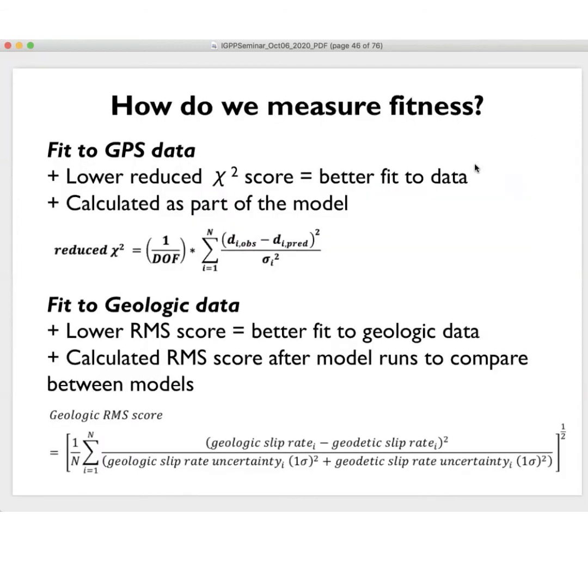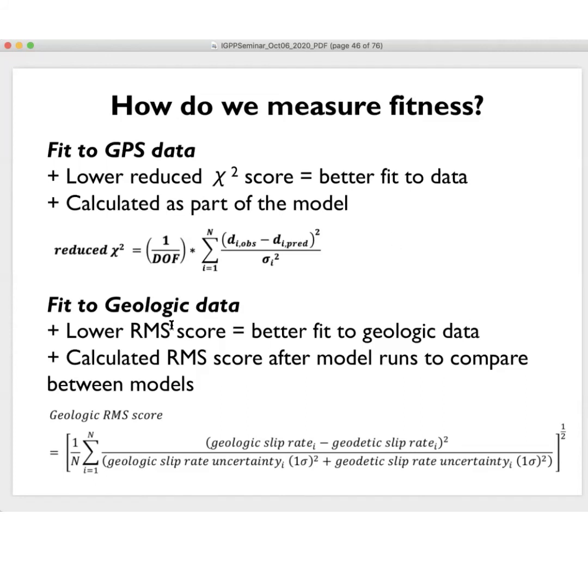When it comes to learning how well we fit the data, how do we measure fitness in general? Our fit to the GPS data is pretty straightforward. It comes straight from the TDEFNODE model. We just use a reduced chi-squared score, and it's calculated as so. It comes out of the model; it's how the model determines which inversion step is best. So it's really easy to say, okay, this model has a lower reduced chi-square score than this one.